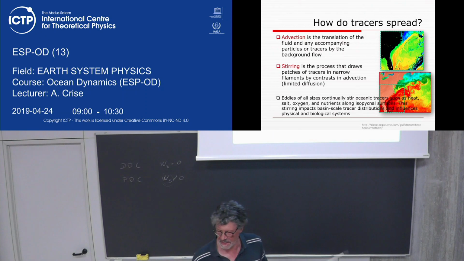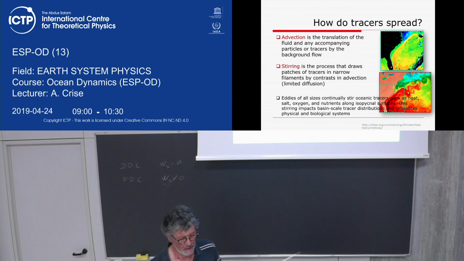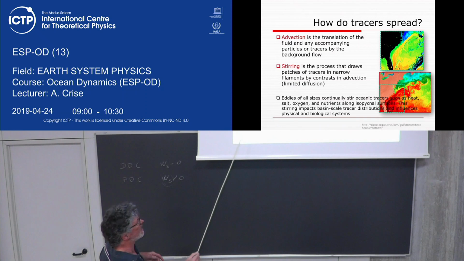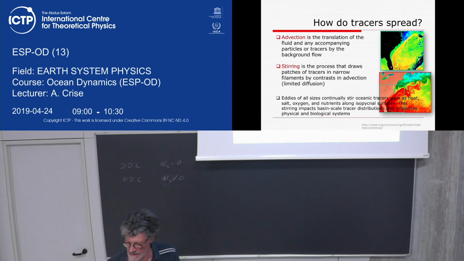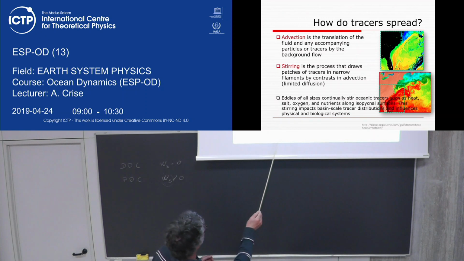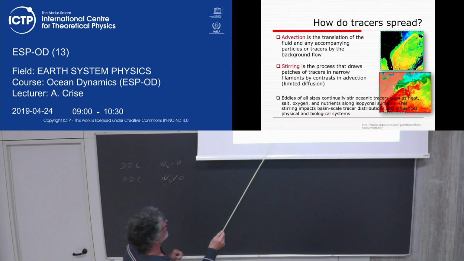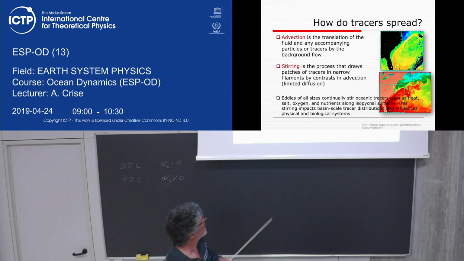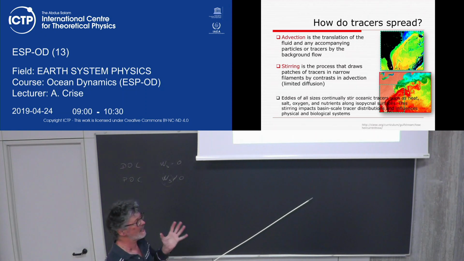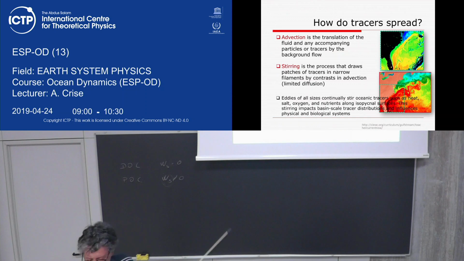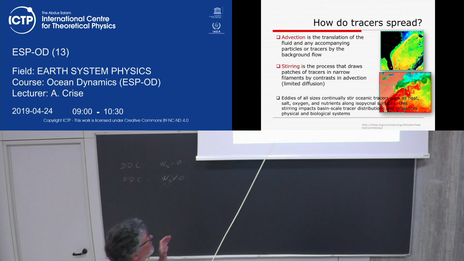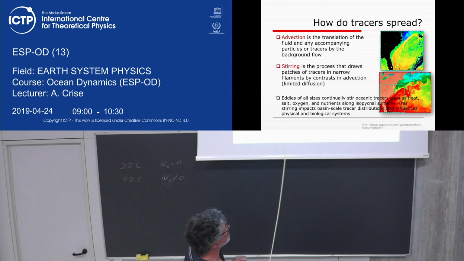Which are the basic processes that move the tracer? Advection, stirring, and mixing. You know what advection is? It's the translation of fluid and any accompanying particles or tracers by the background flow. You have a current, you have some particles with properties inside, and everything is moving. Stirring is in between diffusion and advection. It's a process that draws patches of tracers into narrow filaments by combining advection with limited diffusion.